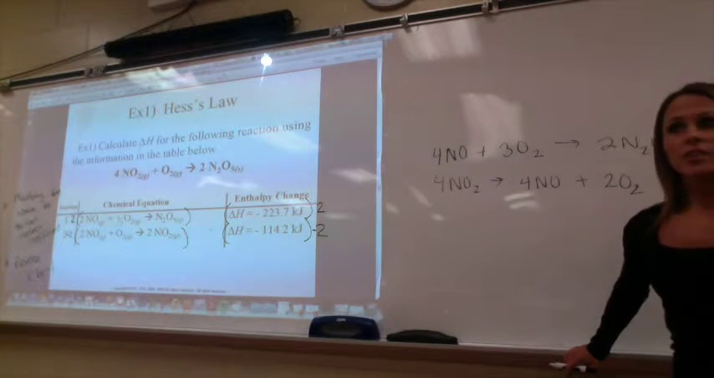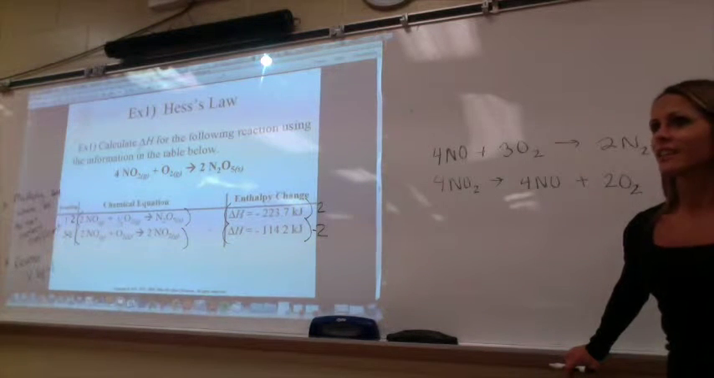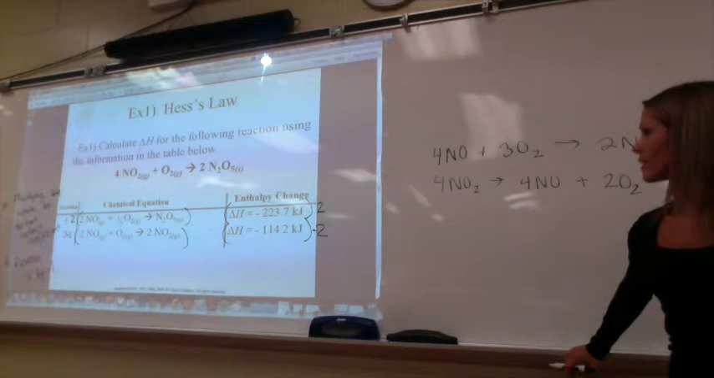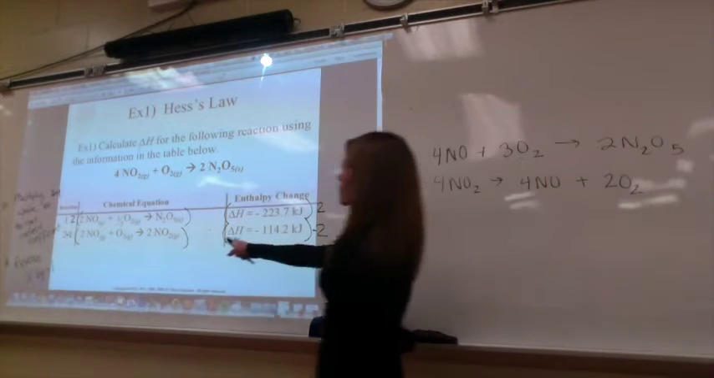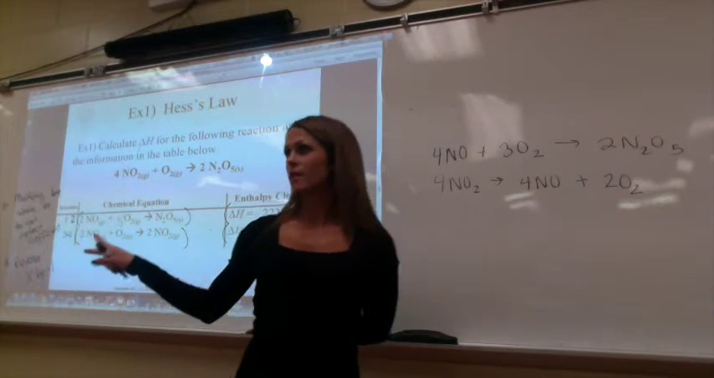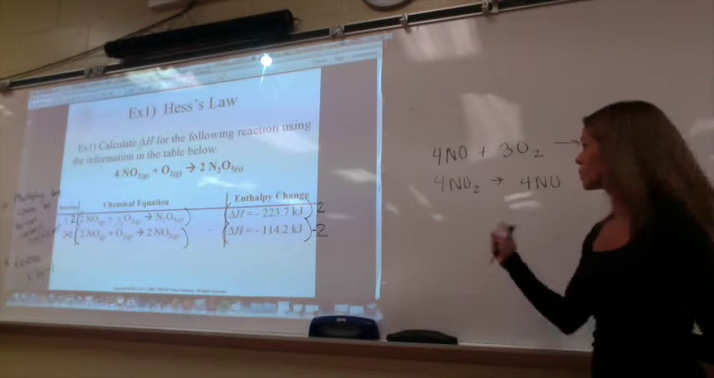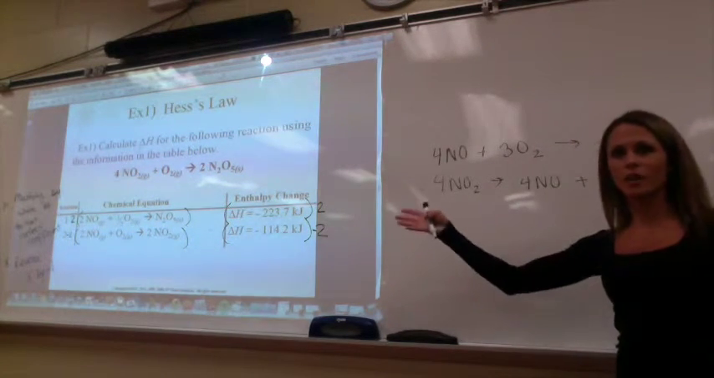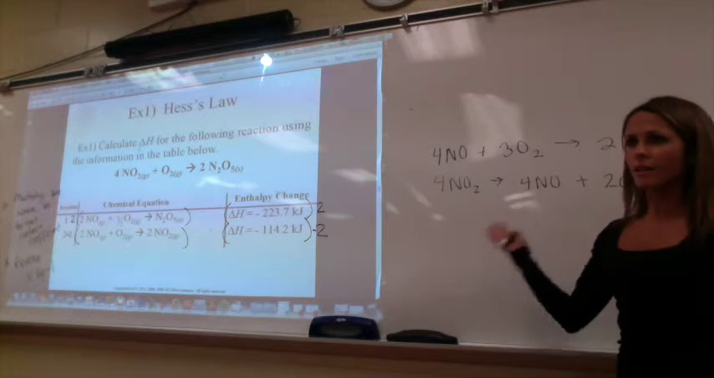So now I'm going to cancel what? Why did you do a negative 2 again? Because NO2 is on the wrong side. So I had to flip it. So I multiplied it by a -1 to get it to flip. So I'm just writing what I did to my reactions out again.